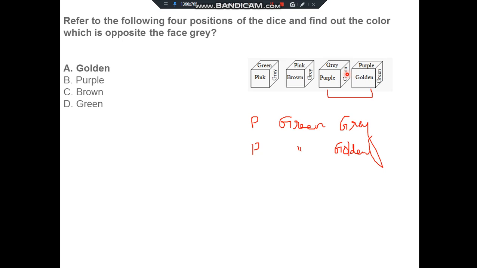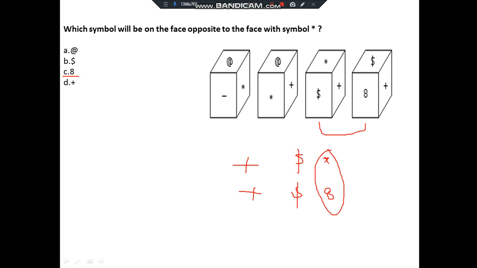Which symbol is opposite to this multiplication asterisk symbol? So I will go with the last 2 dice because if you see, plus and dollar symbols are common in both. So the asterisk symbol is opposite to 8. Always check if you have 2 terms in common. If so, you select those 2 dice because it will be easy to solve.